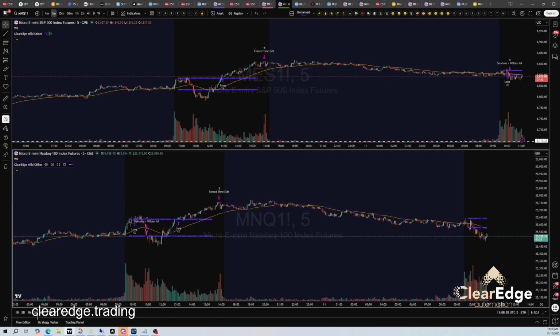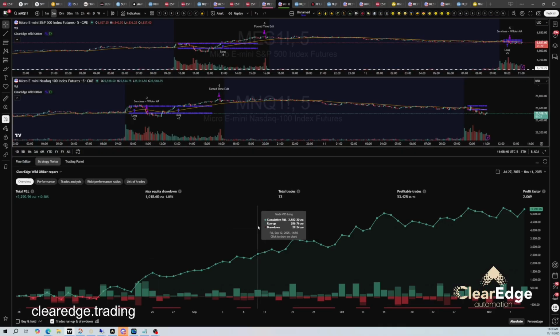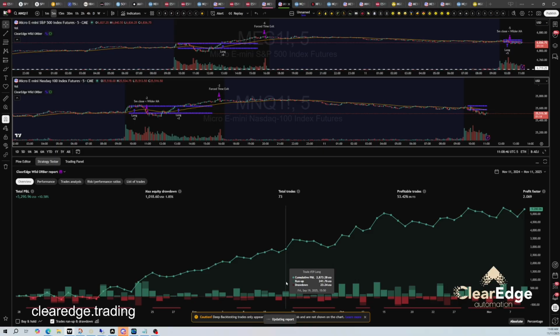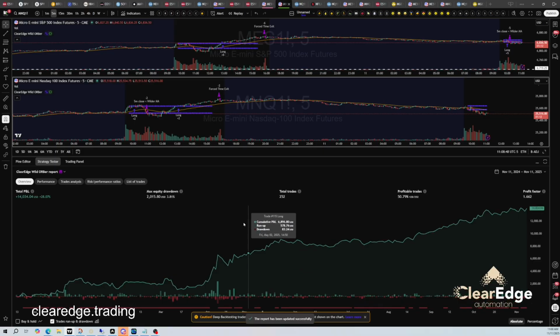And again, let's look at the strategy tester on this for the last year. So around 14,000 with 2,000 in drawdown. So that's the settings I use for the Wild ORB on both the MES and the MNQ, on 15-minute.